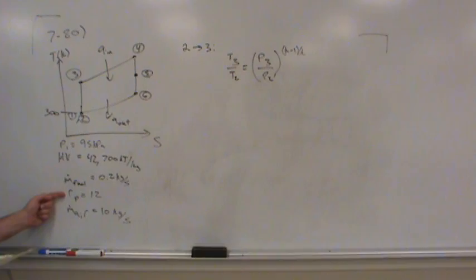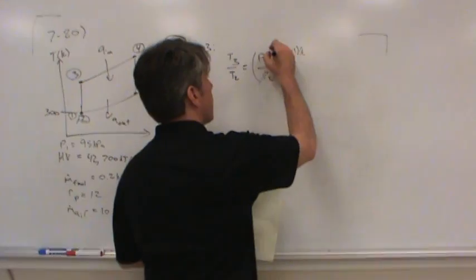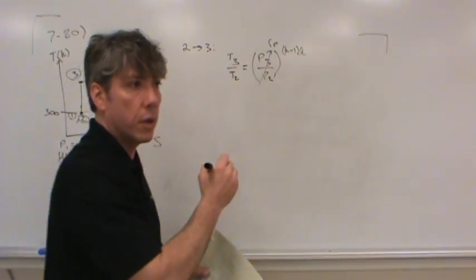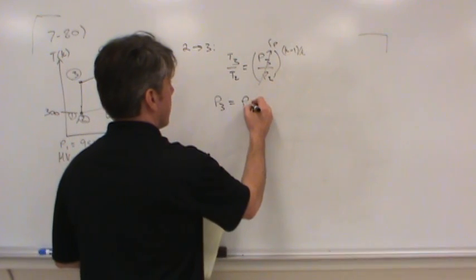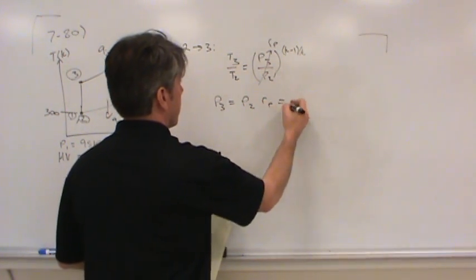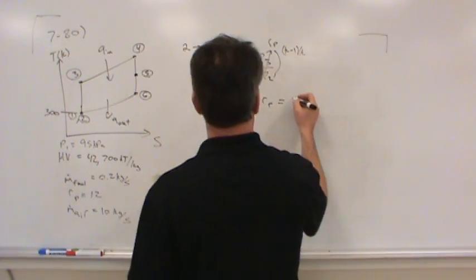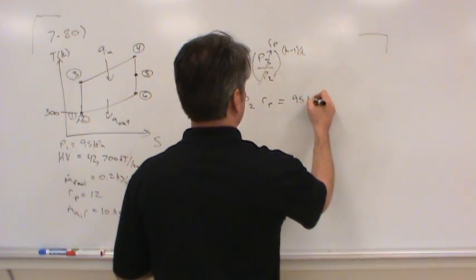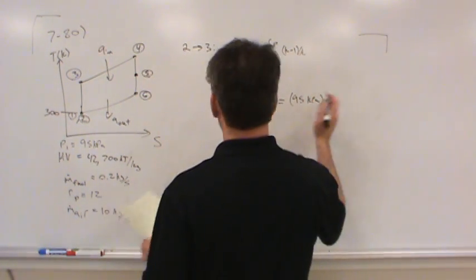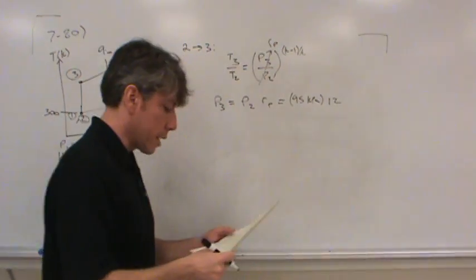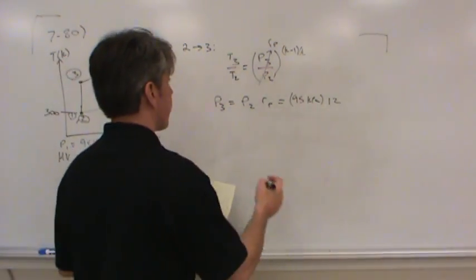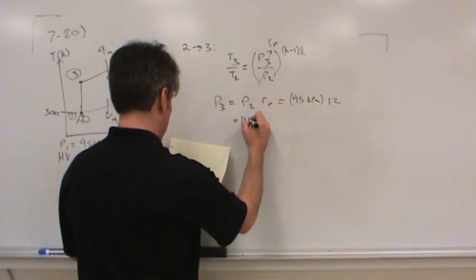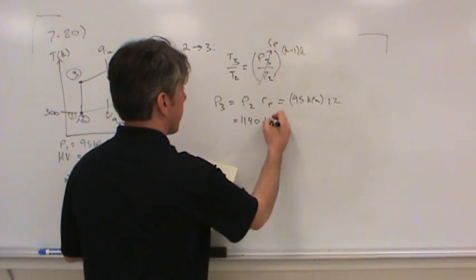That's where the pressure ratio comes in. We don't really need the pressure at state 3 because really this is just the pressure ratio. But for the sake of calculating it, let's go ahead and do it. P3 equals P2 multiplied by the pressure ratio. So P2 we know is 95 kilopascals, and the pressure ratio is 12. So plug that into your calculator, please, and just let me know what the pressure is in state 3. 1140. That's right, 1140 kilopascals.